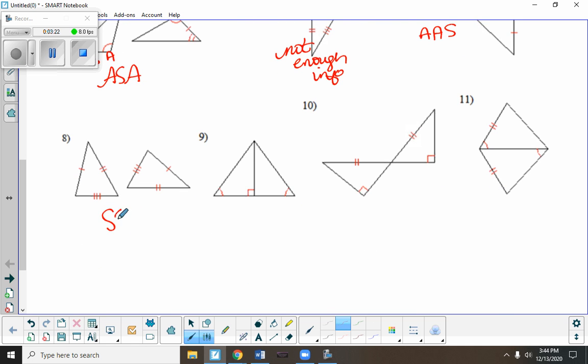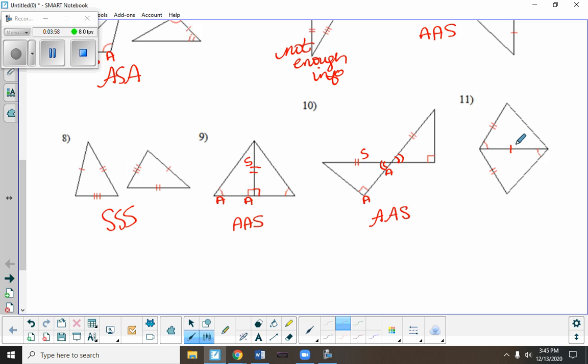And that one's going to be side, side, side. Here, we mark the side that they both share, so that we know that's the same length. These are going to be the same because that's a linear pair, so this is an angle, and a side. Next one, mark your vertical angles. Okay, so we have an angle, and an angle, and a side. So again, AAS.